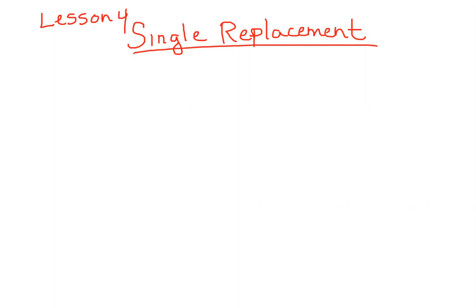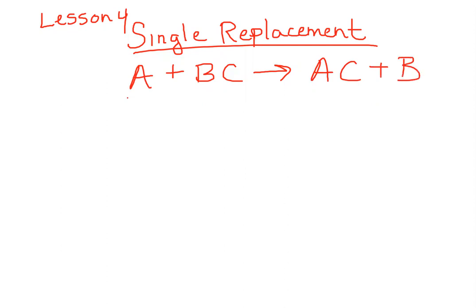Single replacement. Okay, single replacement is where you replace this A, and it's going to go over here, and the B is going to go by itself. Okay, the ions switch places. They switch places. So let me find my notes, just a minute.